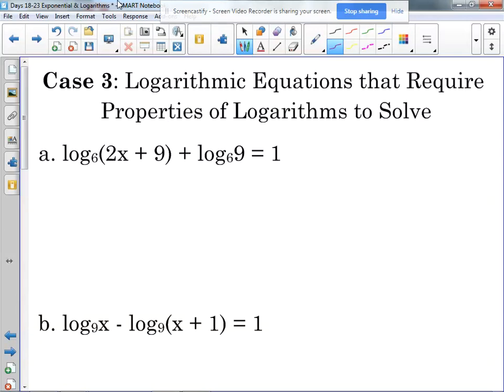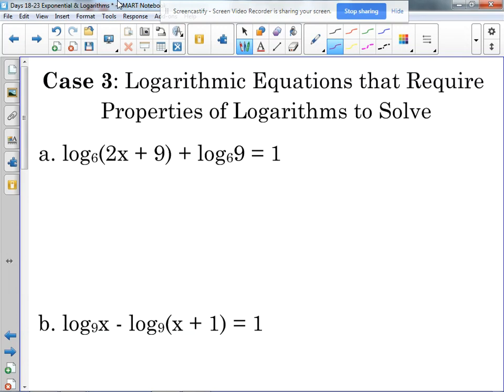We've got two logs on that left side. So it's kind of like when you have x squared and x. You cannot isolate the x because you have x squared and you have x. Which one do you isolate? You've got two versions of it. Kind of the same thing here.